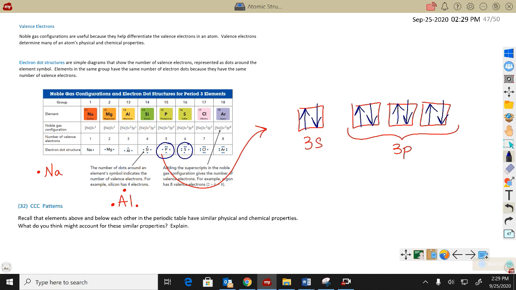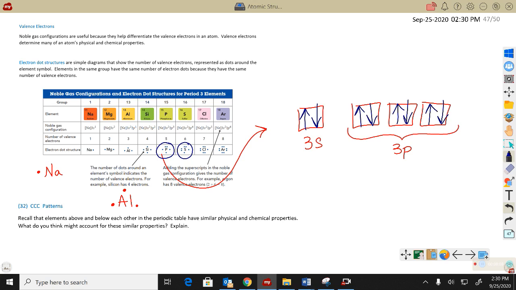Question 32 looks at patterns, a cross-cutting concept. Recall that elements above and below each other in the periodic table have similar chemical and physical properties. Yeah, they do. So all of the noble gases are gases, and they're all non-reactive. All of the elements in the fluorine family, fluorine, chlorine, bromine, iodine, astatine, have really similar properties. They're pretty reactive, they're non-metals. They're asking me here, what do you think might account for these similar properties?